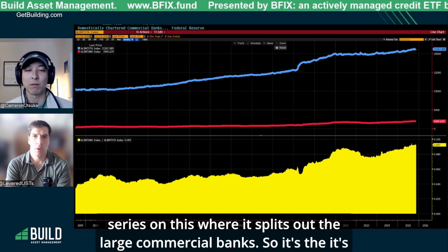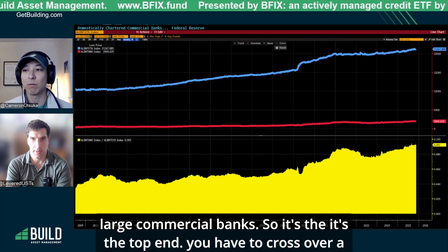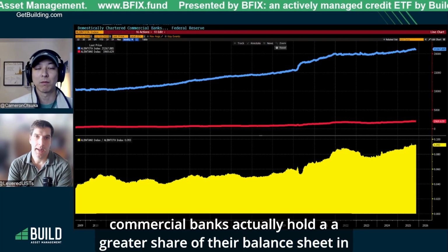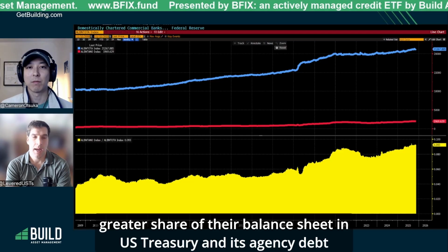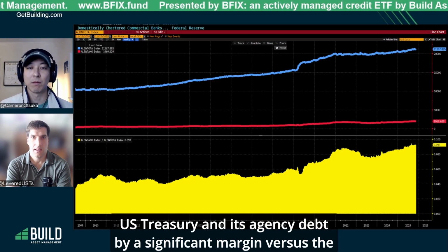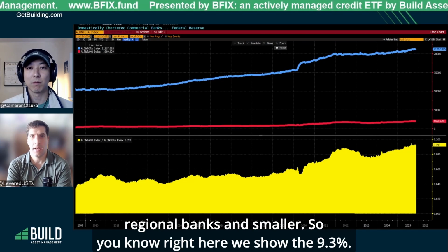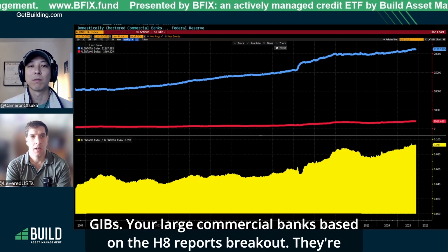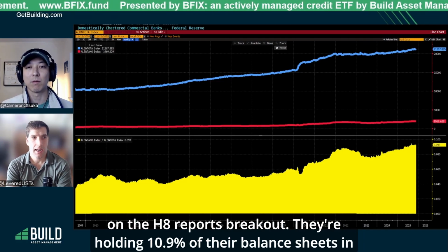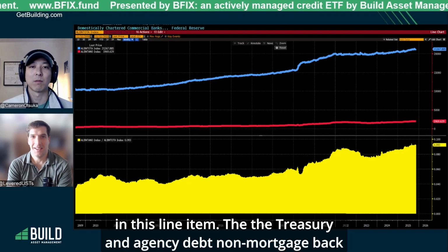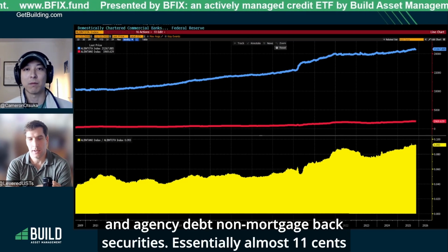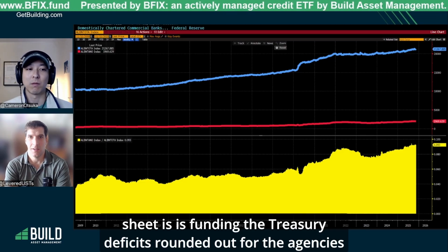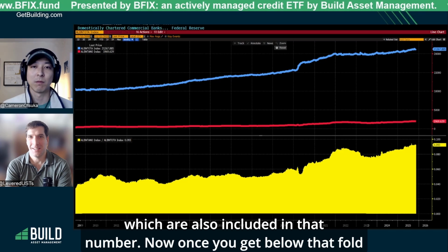The other thing I'd raise here, so Bloomberg doesn't have a good series on this where it splits out the large commercial banks. So it's the top end. You have to cross over a certain balance sheet size to make it into that group. But the large commercial banks actually hold a greater share of their balance sheet in U.S. Treasury and its agency debt by a significant margin versus the regional banks and smaller. So, right here we show the 9.3%. That is heavily skewed towards your GSIBs. Your large commercial banks, based on the H.8 report's breakout, they're holding 10.9% of their balance sheets in this line item, the Treasury and agency debt, non-mortgage-backed securities. Essentially, almost 11 cents of every dollar on that side of the balance sheet is funding the Treasury deficits, rounded out for the agencies, which are also included in that number.